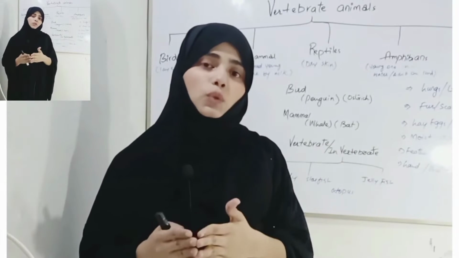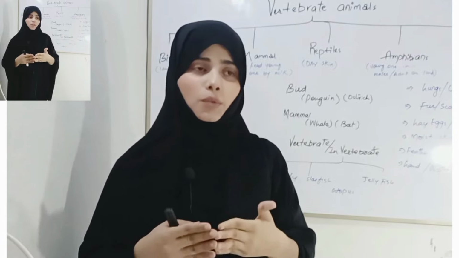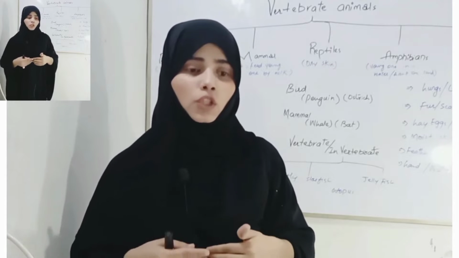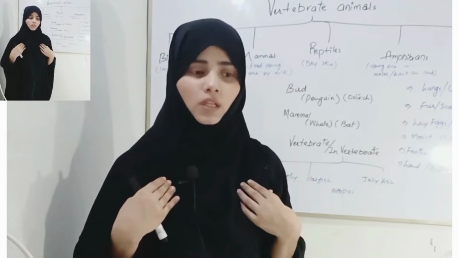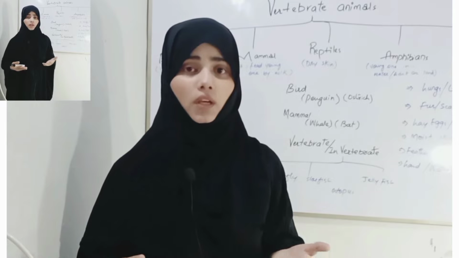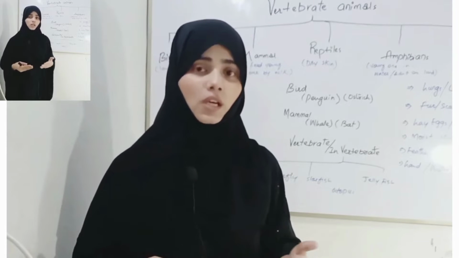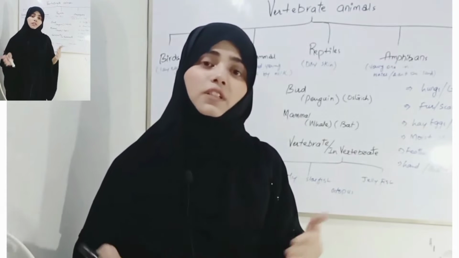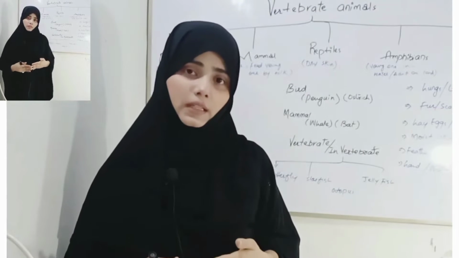Vertebrate animals are those animals which have a vertebral column, which have a spine. Vertebral column means they have a backbone. Such as human beings, we have a backbone, such as snakes, birds, frogs, fish. These are the animals which have a vertebral column. That is why we call them vertebrate animals.